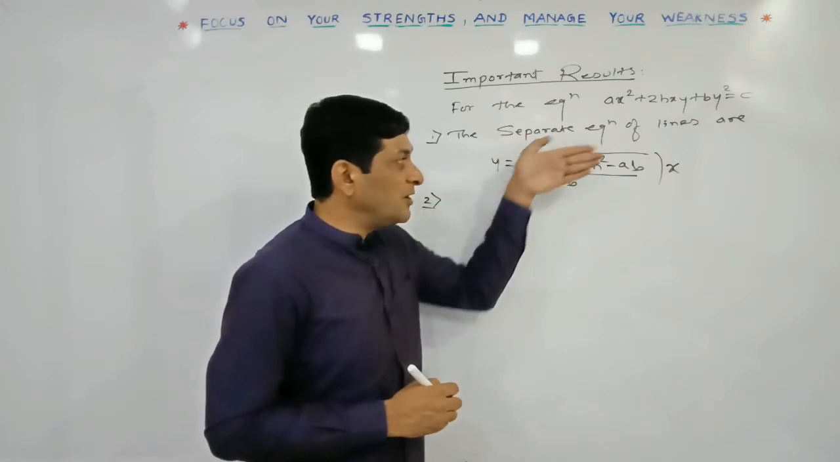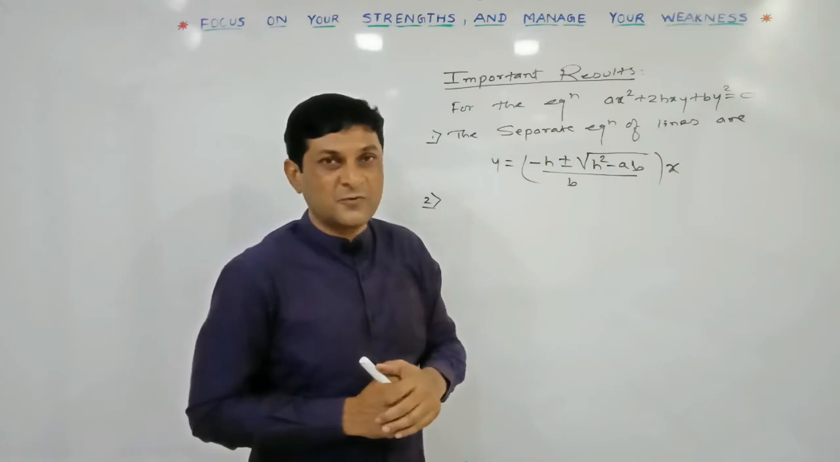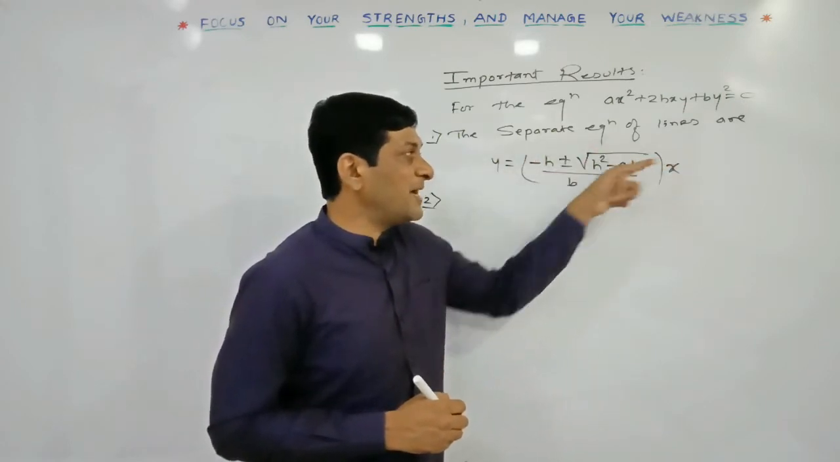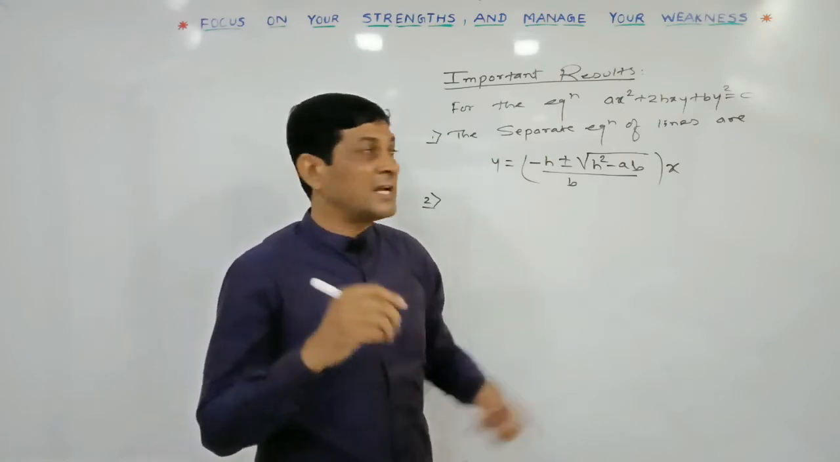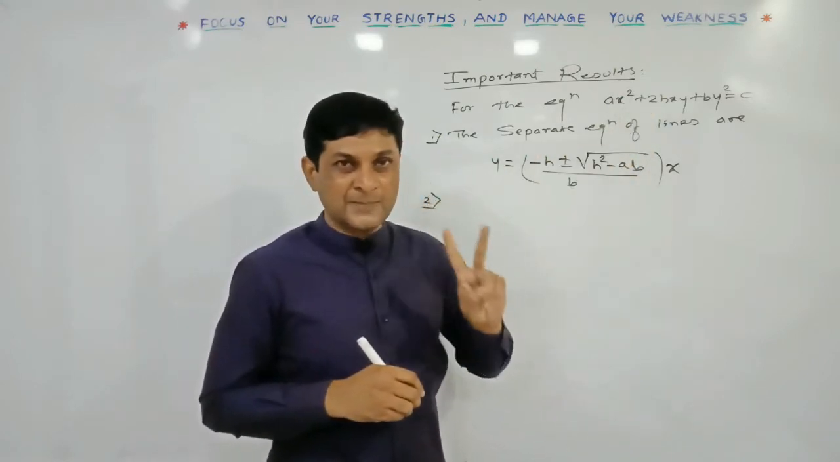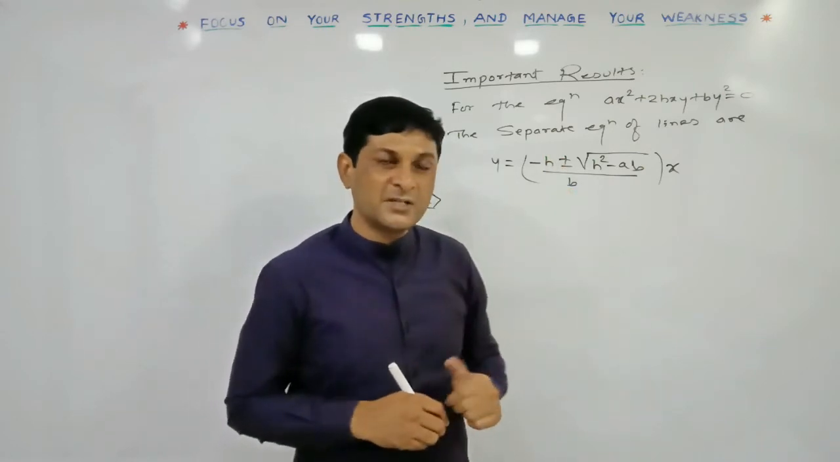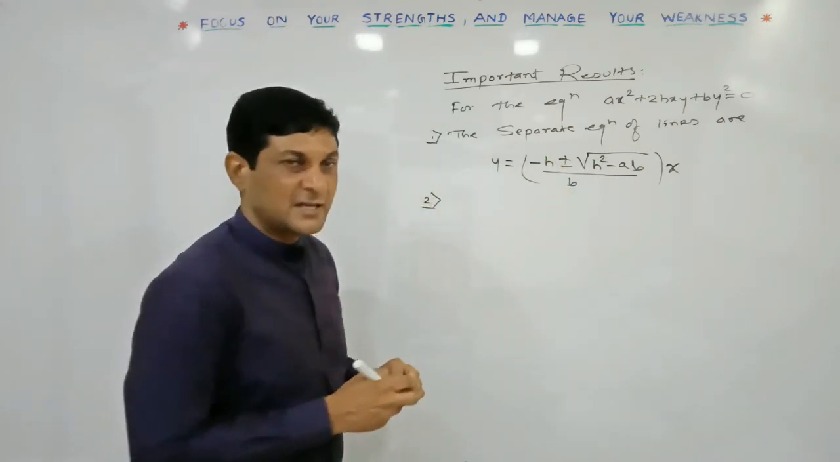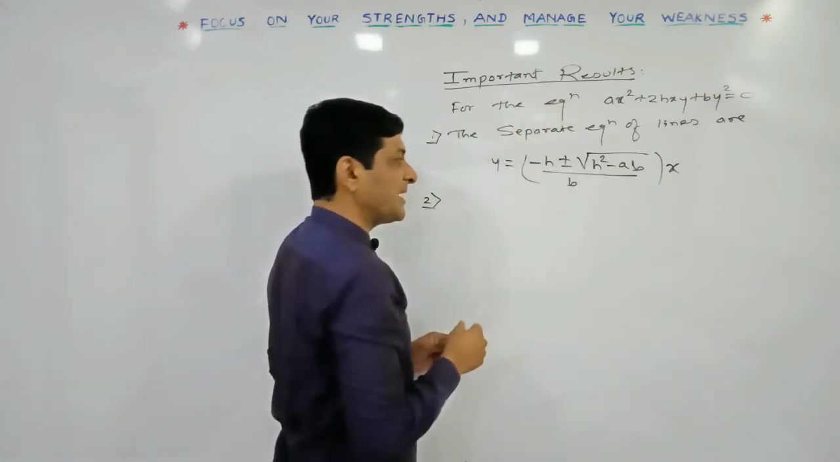Now if you observe the equation of this line, it is in the form of y is equal to mx. It is in slope intercept form. Y is equal to mx, so m means what? The slope of the line. But we know that this equation represents two lines. If we consider plus, we will get the slope of the first line. If we consider minus, we will get the slope of the second line. Meaning here we are getting formulas to find out the slopes of the lines represented by this equation.